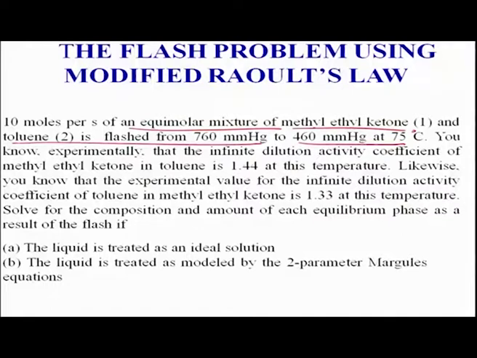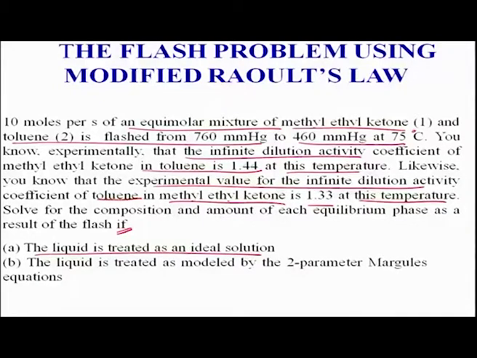You know experimentally that the infinite dilution activity coefficient of methyl ethyl ketone in toluene is 1.44 at this temperature. Likewise, you know that the experimental value for the infinite dilution activity coefficient of toluene in methyl ethyl ketone is 1.33 at this temperature. So, this is the information given. Solve for the composition and amount of each equilibrium phase as a result of the flash if the liquid is treated as an ideal solution, and if the liquid is modeled by the two parameter Margules equation. Okay. So, this is the problem which we have.